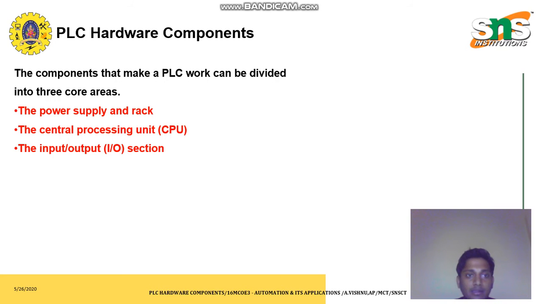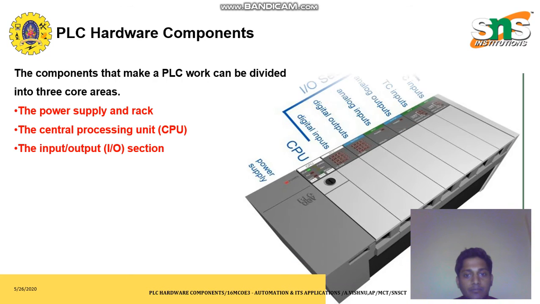So, in the hardware component, the PLC consists of only three basic core areas. The first one is the power supply and rack, the next one is the CPU, and the third one is the I/O section. So this is how a modular PLC looks like. It consists of a power supply unit, a CPU unit, and racks of digital input, output, analog input, output, and timer counter input units.